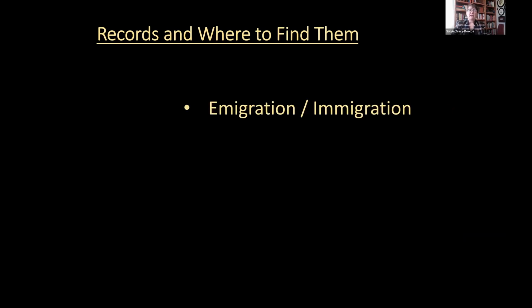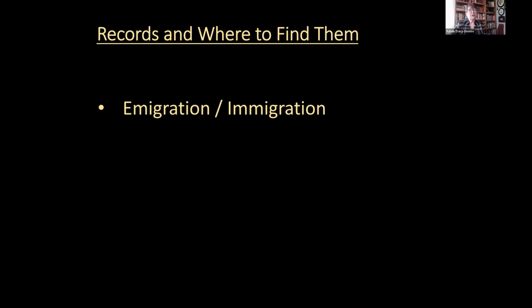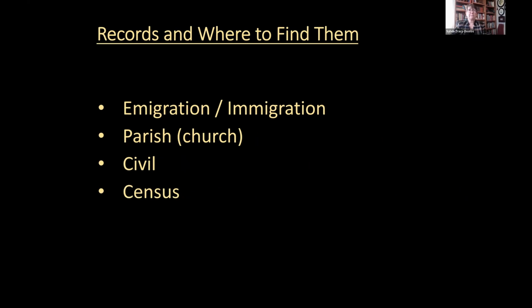Okay, so records and where to find them. We're still looking both at American records as well as British Isles records. So we want to look at immigration records, parish records, civil records, which in the British Isles are very different records referring to the same place, which is a really nice thing, but makes it a little bit confusing at times. We're going to look at census records and some other records.